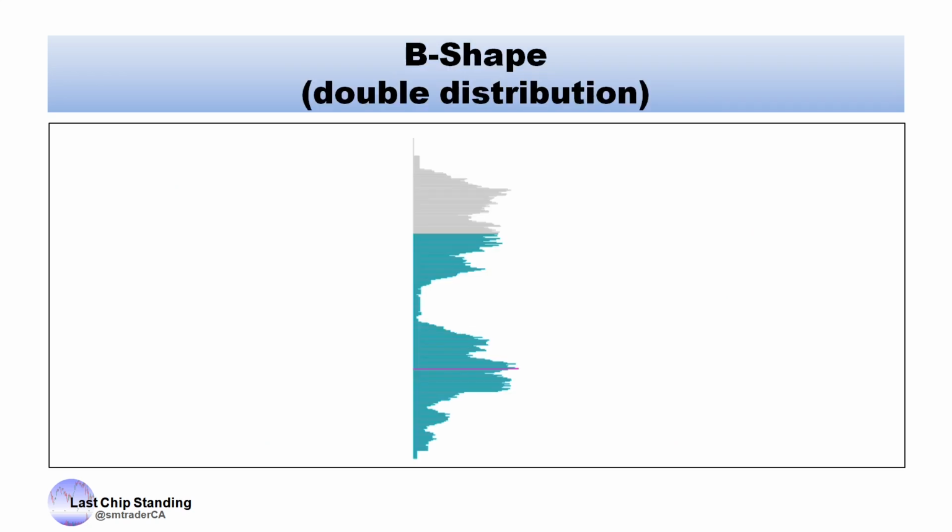And finally, the capital B shape, and this is a double distribution profile. There is a high volume area at the top of the range and a high volume area at the bottom of the range. In the middle, there is a low volume area.